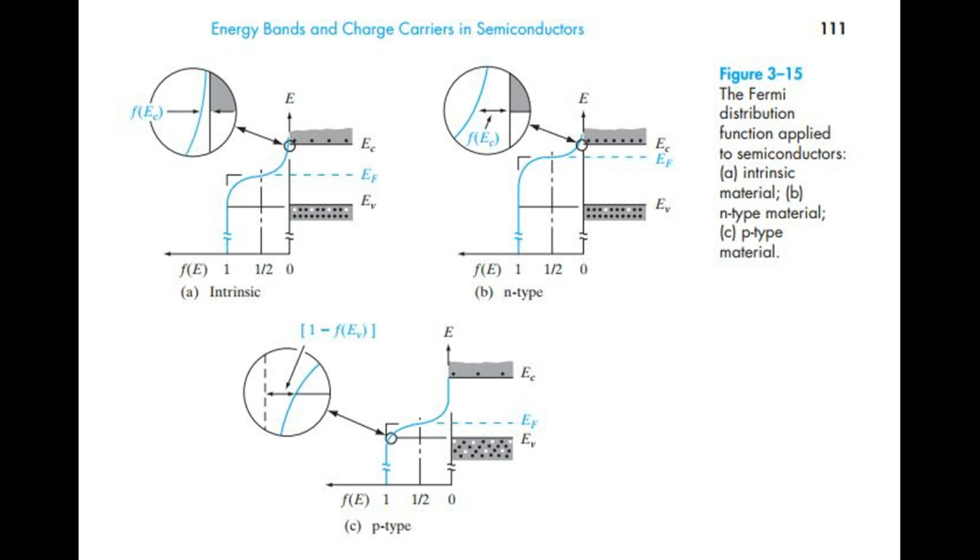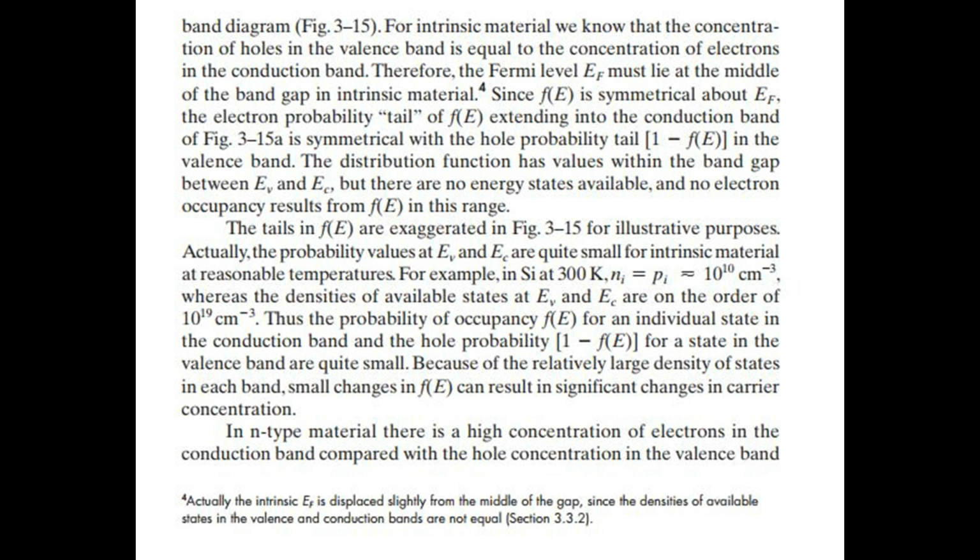Actually, the probability values at E_V and E_C are quite small for intrinsic material at reasonable temperatures. For example, in Si at 300 K, n_i is about 10^10 cm^-3, whereas the densities of available states at E_V and E_C are on the order of 10^19 cm^-3. Thus the probability of occupancy f(E) for an individual state in the conduction band and the hole probability 1 - f(E) for a state in the valence band are quite small. Because of the relatively large density of states in each band, small changes in f(E) can result in significant changes in carrier concentration.